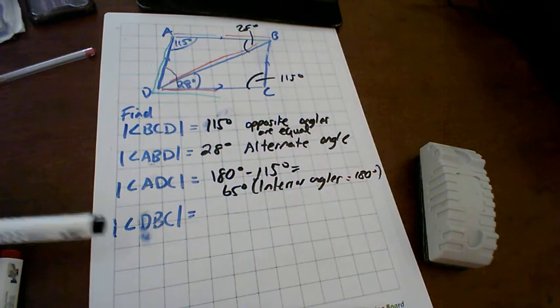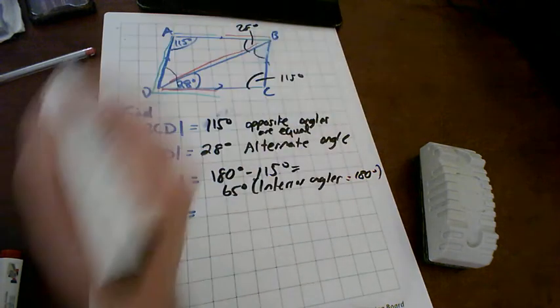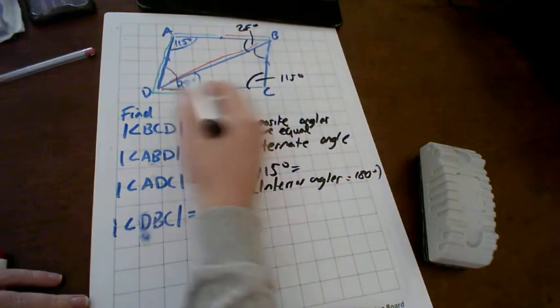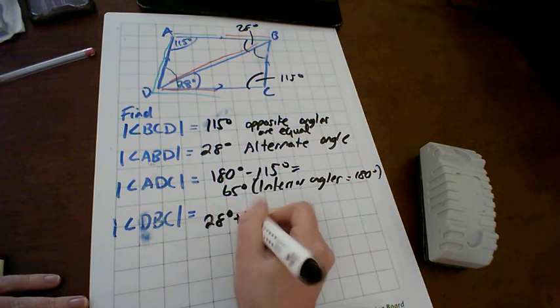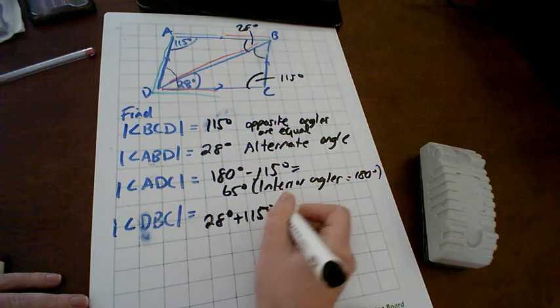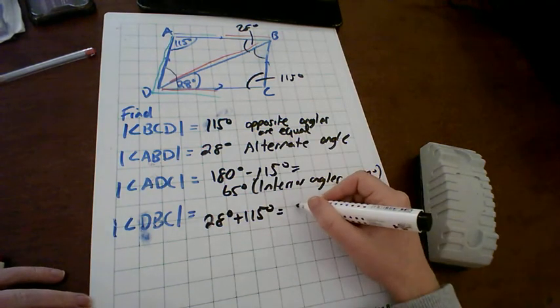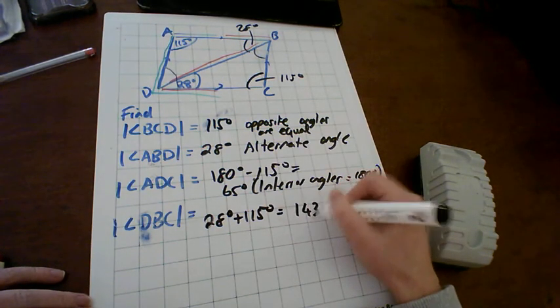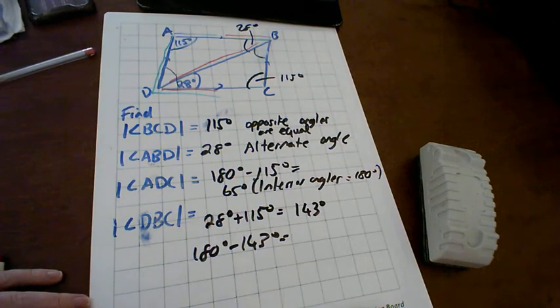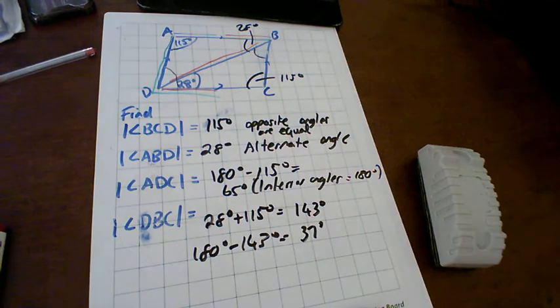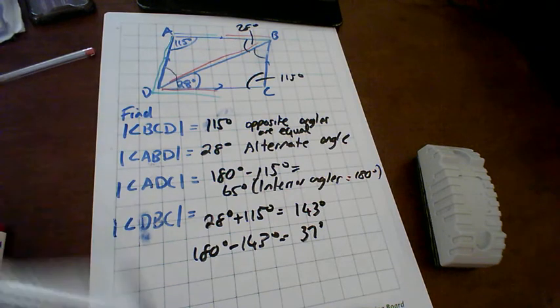And finally DBC, so this angle in here, and that's a nice one. If we have these two and we're looking for this, we add 28 degrees plus 115 degrees is equal to 143 degrees, and then we do 180 minus 143, it's 37. And again, if you found another way to do that, that's absolutely fine as well. You could have literally done 65 take away 28, that's another way. So there's more than one way to do these.